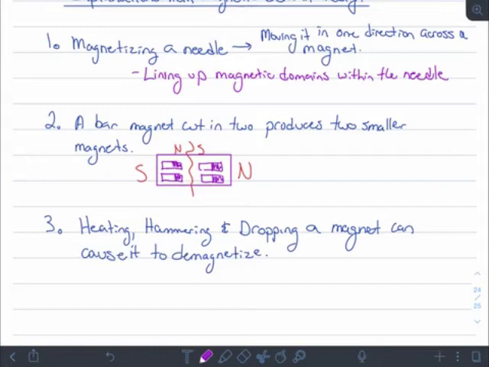You're introducing kinetic energy. True. What might I be disrupting? Disrupting the bar magnets that are in there. The field. No, what's domain? Domain. So what we're actually doing, if we heat it up, if we hammer it, if we drop it, we're potentially disrupting the orientation of those magnetic domains.